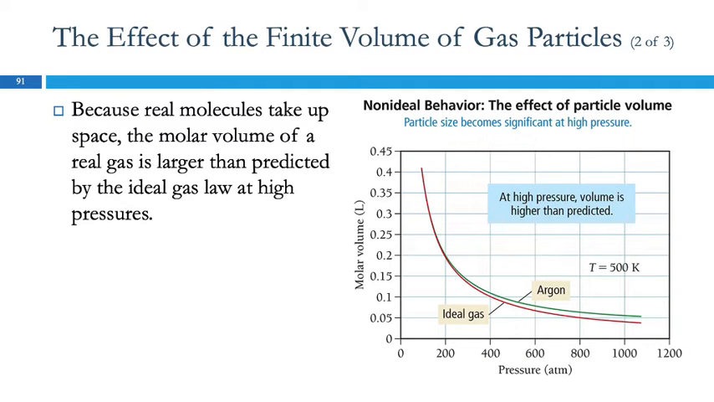Real molecules do take up space. So the molar volume of an actual real gas is larger than for an ideal gas. And so here, looking at argon, at STP, down here at like normal stuff, they're right on top of each other. But as we go to higher and higher pressures, and these are really high pressures, 800 atmospheres, that's a lot of pressure, they're squeezing those guys together. And now we see that the molar volume of argon is higher than ideal because the particles are taking up volume.